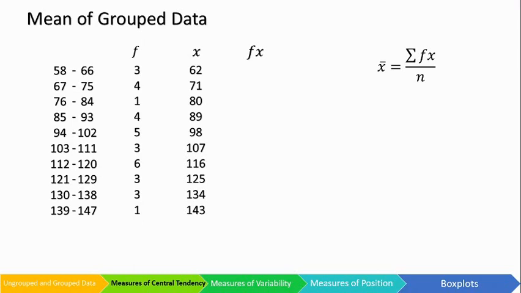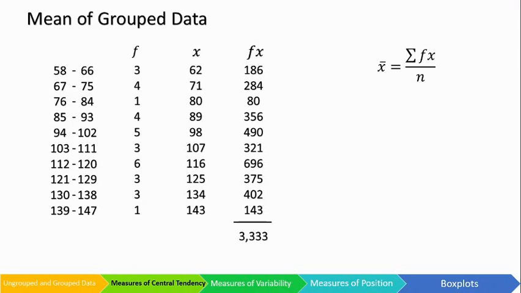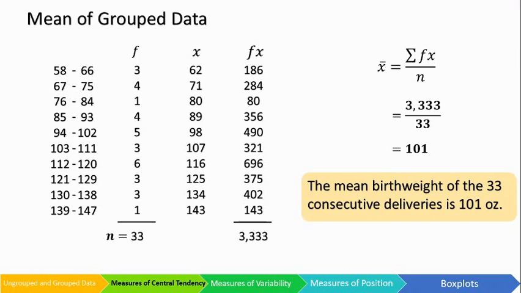Now for the fx column, we begin by multiplying 3 and 62. We get 186. 4 times 71 is 284. 1 times 80 is 80. And we repeat the same process to the rest of the classes. Now if we get the sum of the last column, we get 3,333. This is the summation of fx. Now where do we get n? We get that by adding all the frequencies, and we know that that is equal to 33. Now we plug in these values to the formula and we get 101. So therefore, the mean birth weight of the 33 consecutive deliveries is 101 ounces.